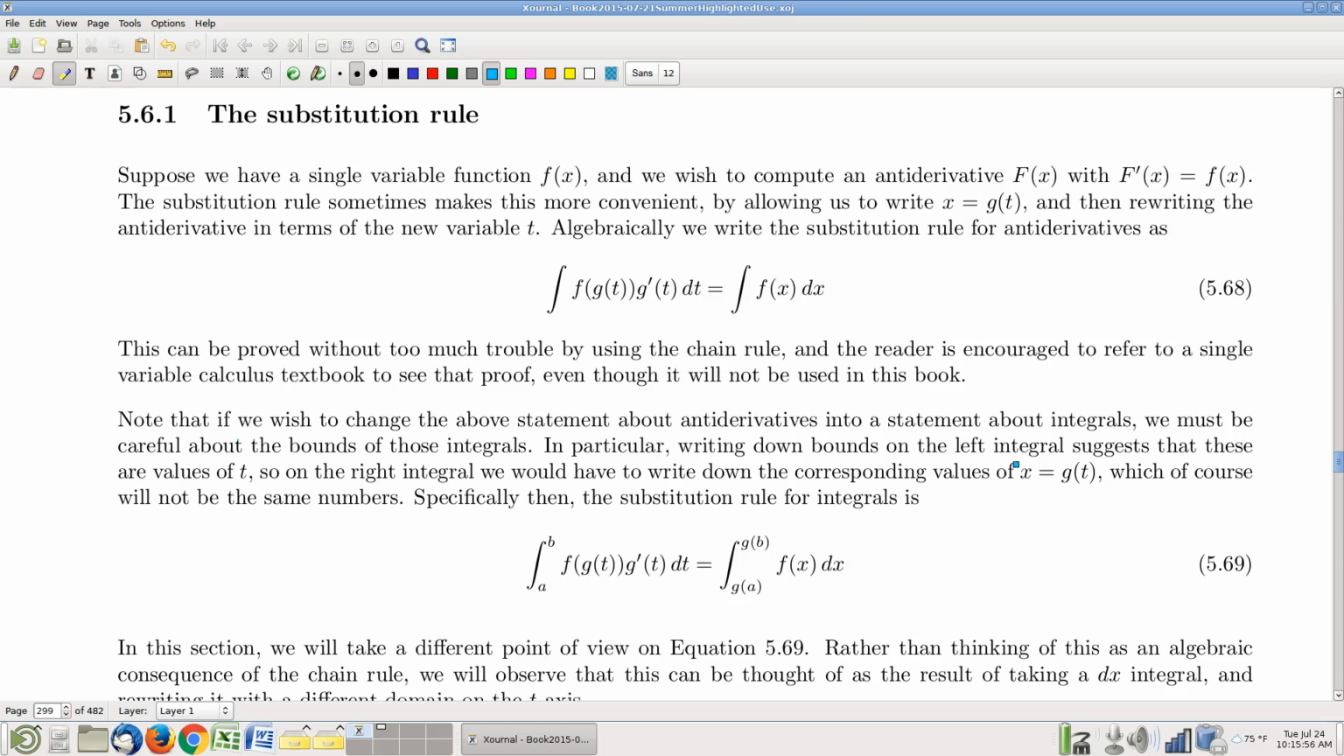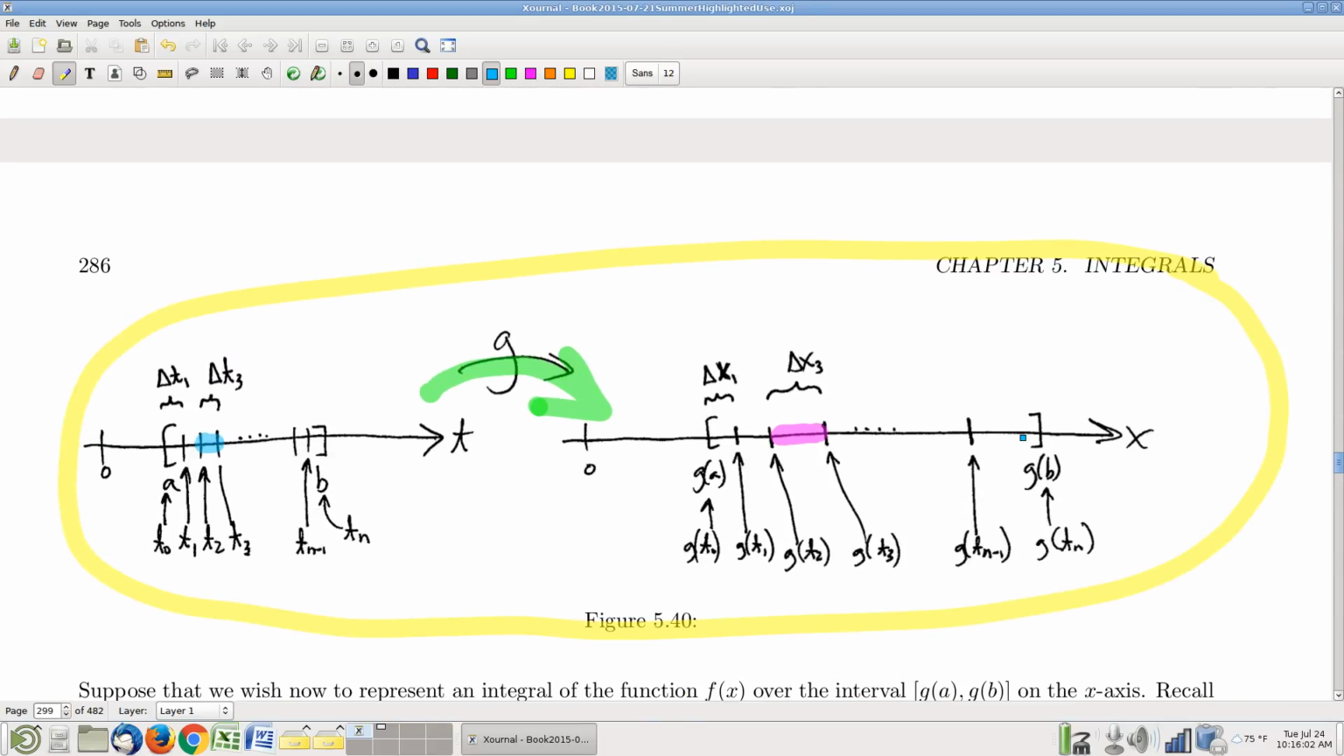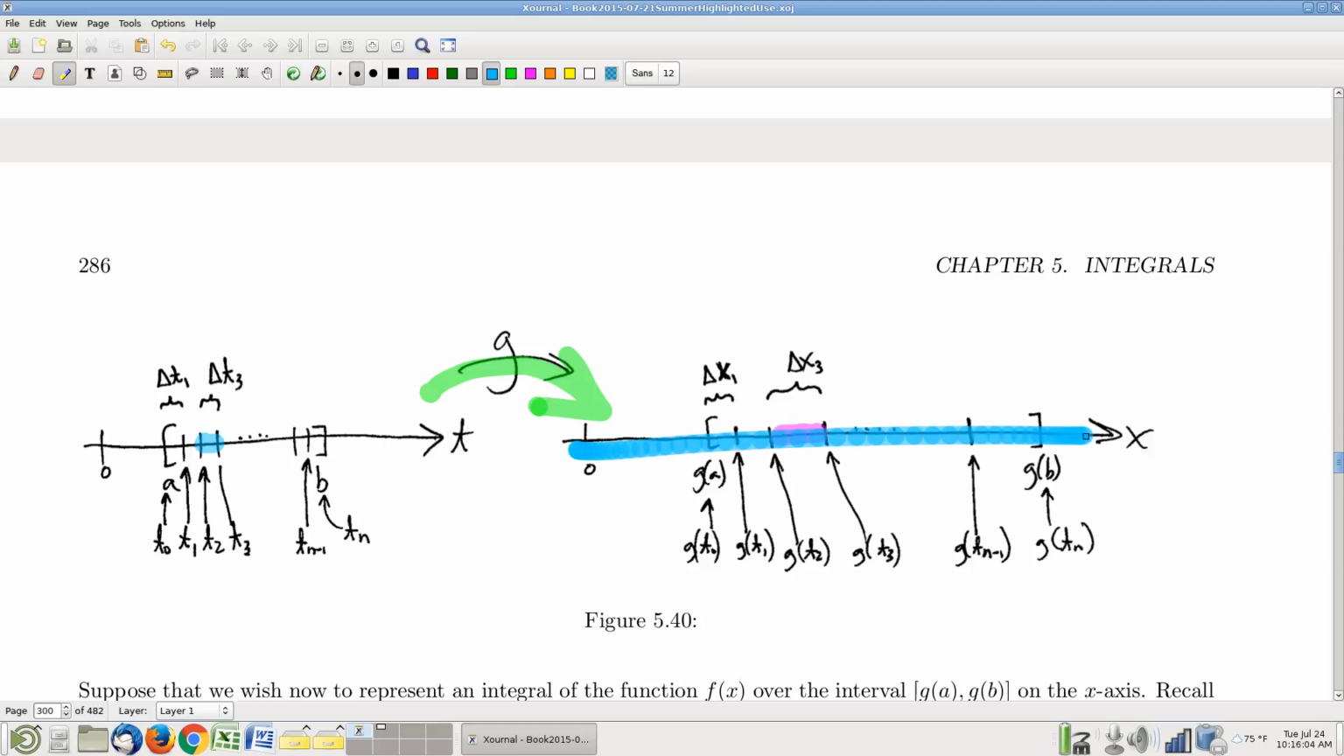We wrote down x equals g of t. Let's draw a picture of that. Here we go. There's x equals g of t. So we can think of that as saying that we've got this function that takes us from the t-axis to the x-axis, and I make the observation that if I have some interval over here on the t-axis, everything just pushes forward, and there is a corresponding image interval over here on the x-axis. Okay?